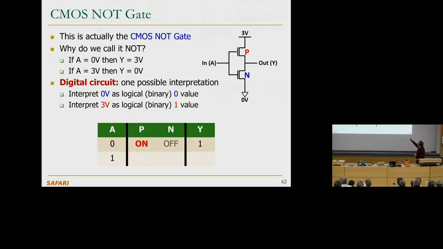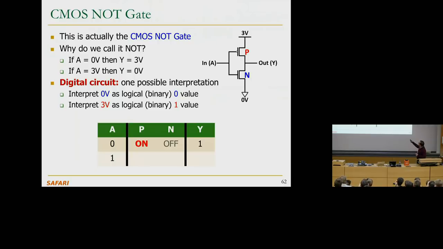Why is the output 1? Because a P-type transistor turns on, and the N-type transistor stays turned off. That's how the output becomes 1, because the 1 value at the power supply gets connected to the output.